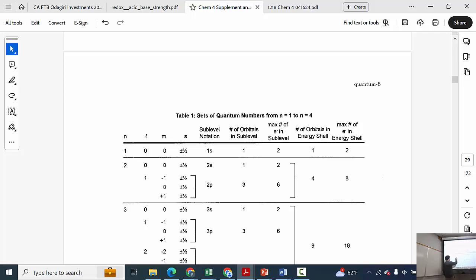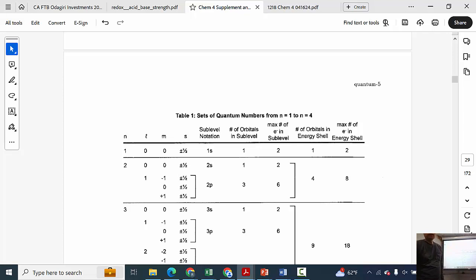However, a 2,1 varies from minus 1 to plus 1. So from minus 1 to plus 1, I have three possible values. I have a 2,1,-1, a 2,1,0, and a 2,1,+1. And then that's it.